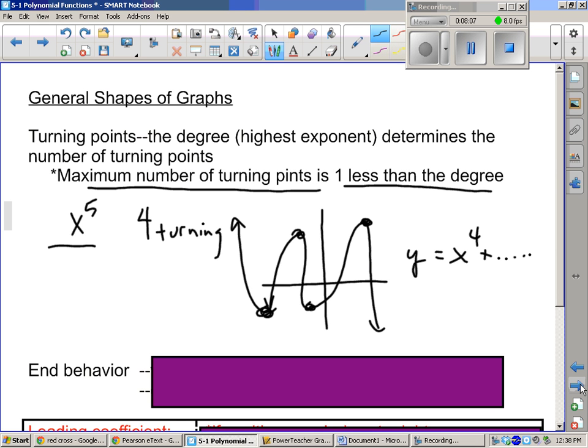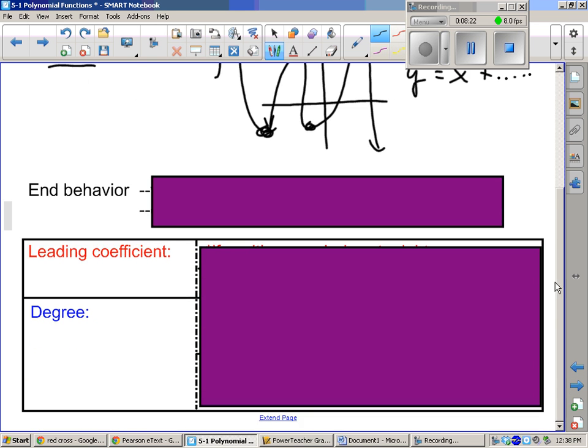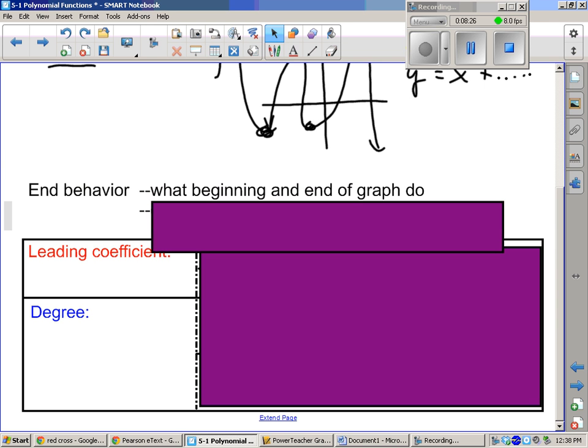Basically, our goal here, we're just exploring the general shapes of graphs. We're going to go into, in the future, how to make a more detailed sketch, but we're talking about turning points and then end behavior today, which is the next topic. Just trying to get a decent little sketch of these. Not perfect. So what the end behavior does, it's telling us what the beginning and the end of the graph do. When we have graph lines, they can start low and end up high, or they could go the other way.